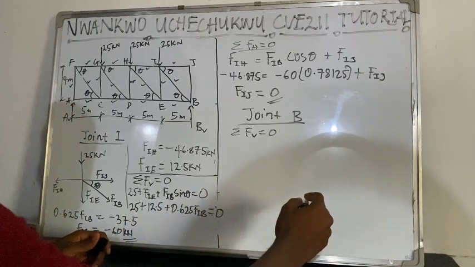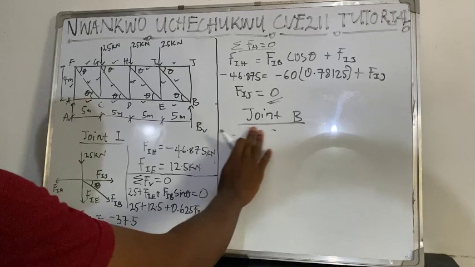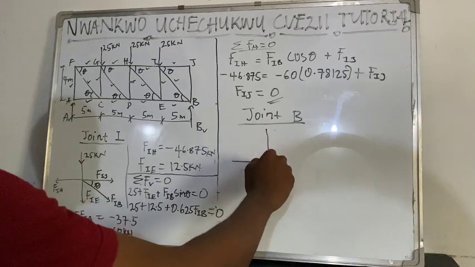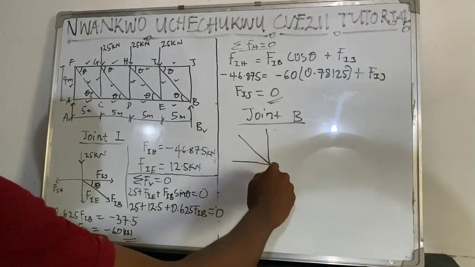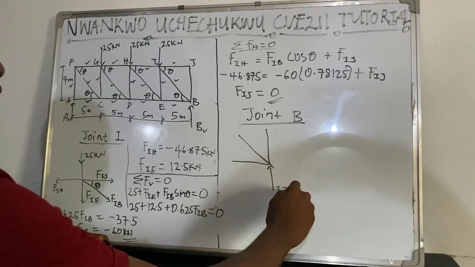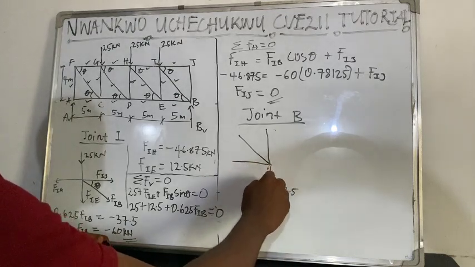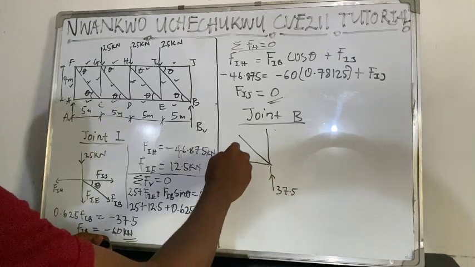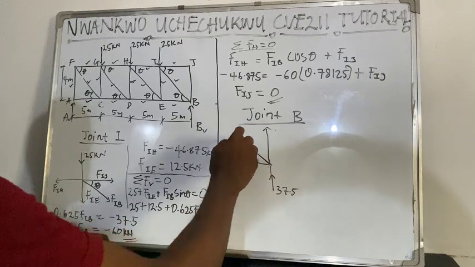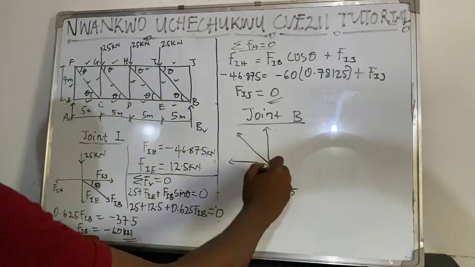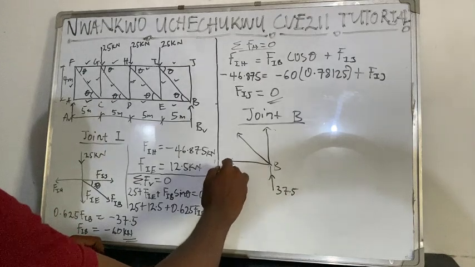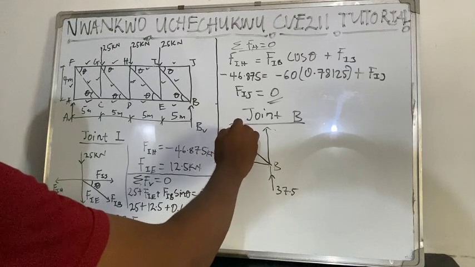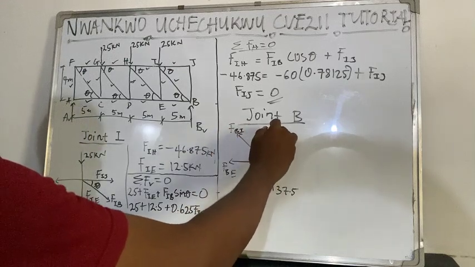So let me quickly, okay, before that, let me draw the diagram at joint B. We have this, this, this, and then don't forget the reaction, which is then 37.5. So this one, the direction is already given. This is the direction for the reaction. But for the others, we just assume them to be moving away from B. Okay, so this is B, and we have FBE, we have FBI, and we have FBJ.